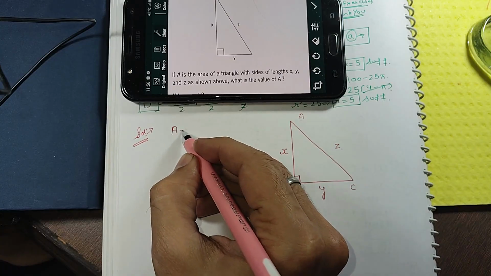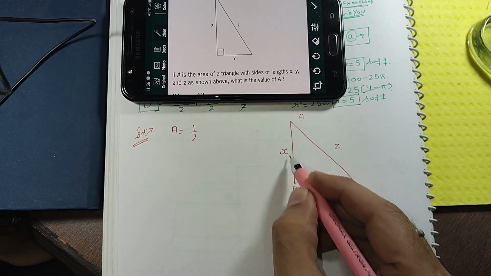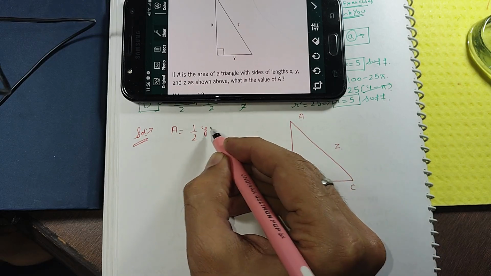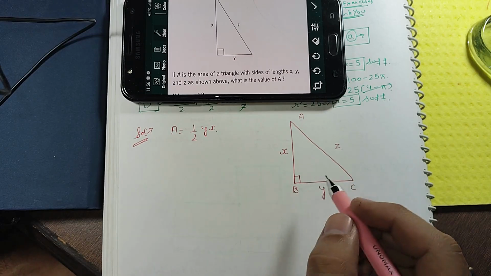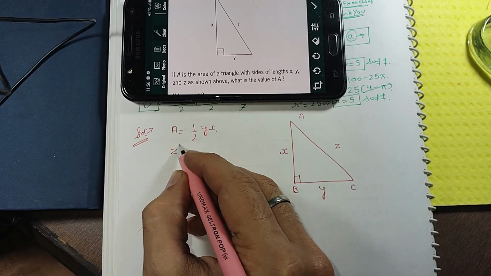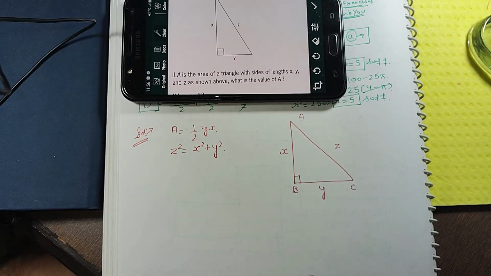So A will be equal to 1 by 2 base into height, so that will be 1 by 2, base is y and this is x, so that will be yx, right? So we need to find this. Now another thing we can get from this is z square is equal to x square plus y square, since this is a right triangle, right?